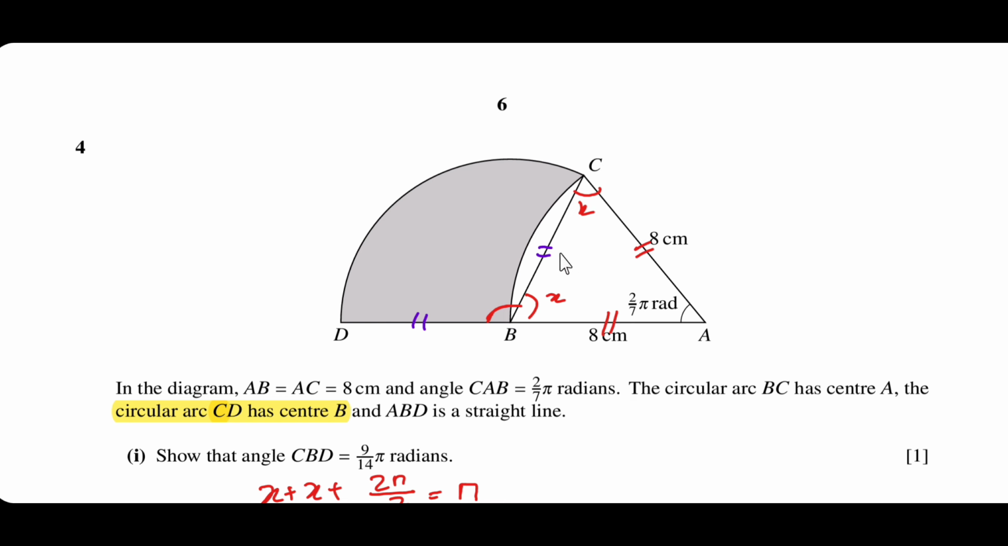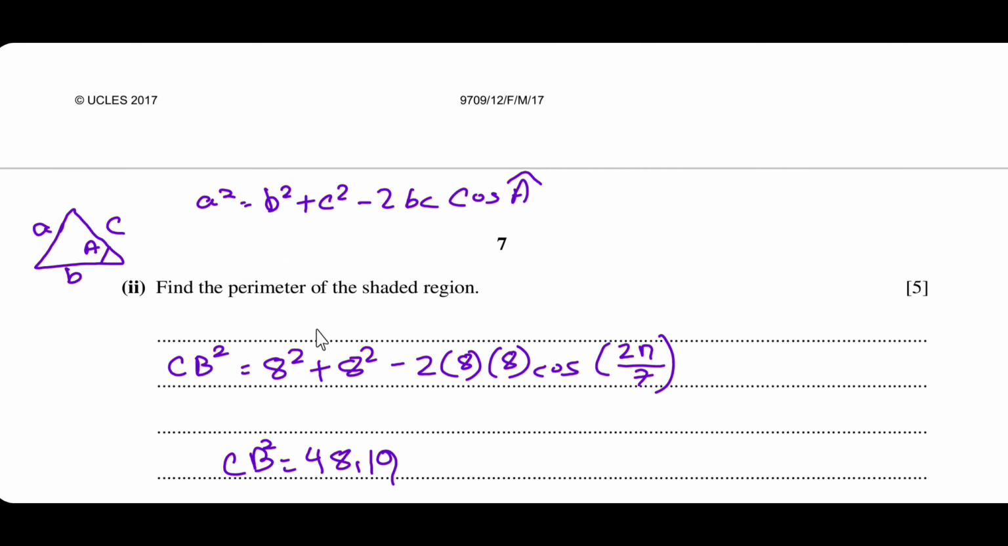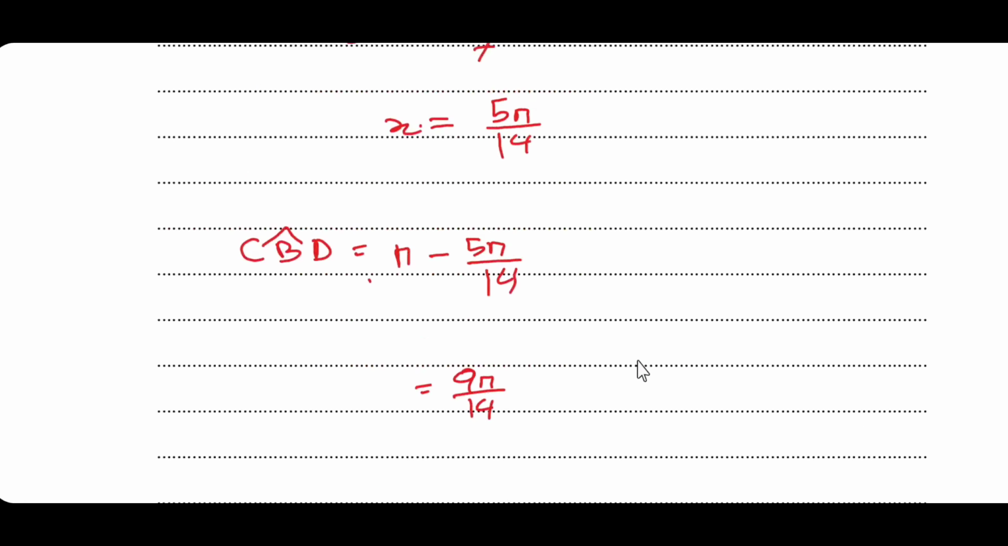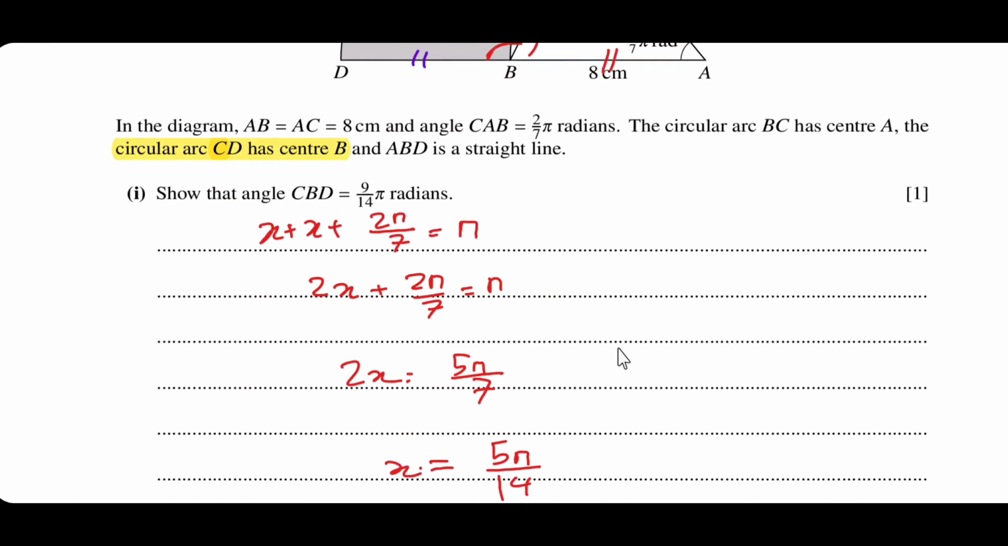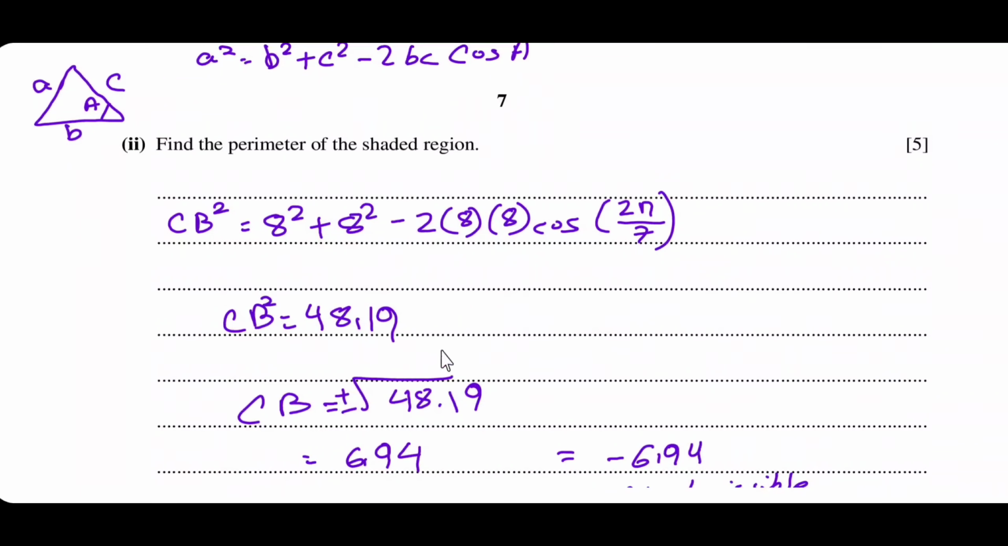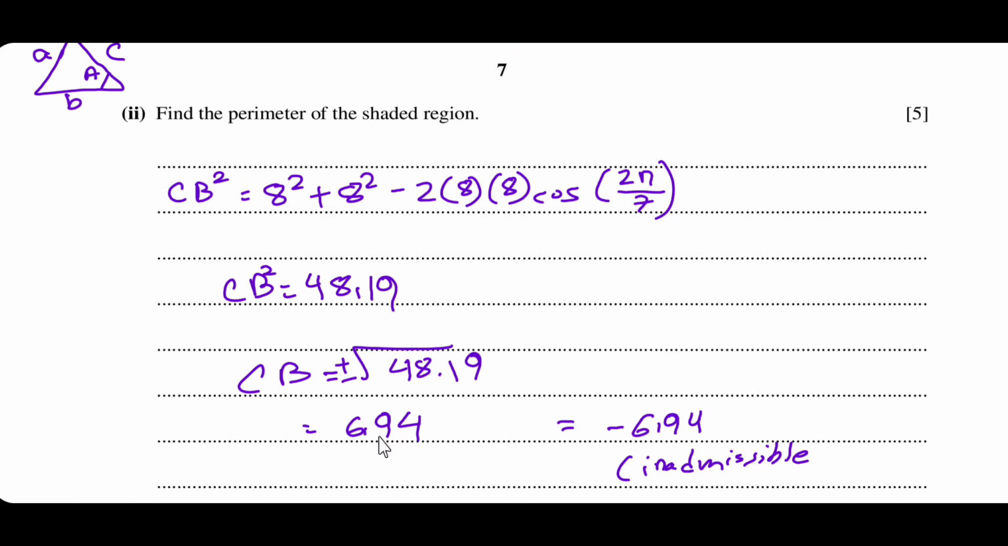So we can use the formula a squared is equal to b squared plus c squared minus 2bc cos A. Here the angle is 2 pi by 7, and these two sides are 8. After solving this, we get a value of CB, that is 6.94, as the positive value.